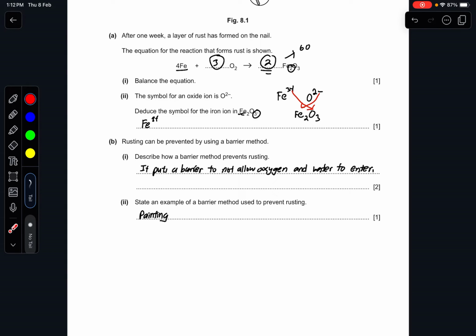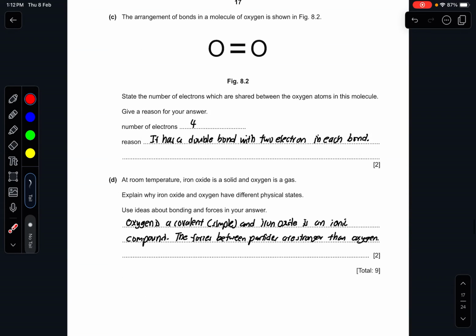B. Rusting can be prevented by using a barrier method. Part 1. Describe how a barrier method prevents rusting. It puts a barrier to not allow oxygen and water to enter. And they ask you for an example of a barrier method. Very simple, it would be painting or greasing with oil. That can work.